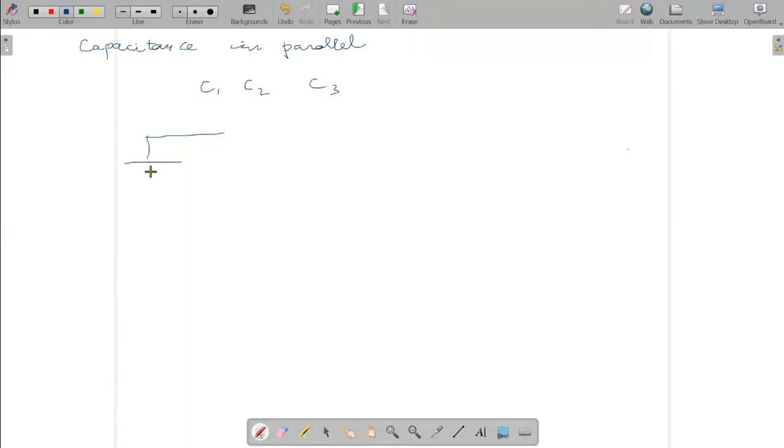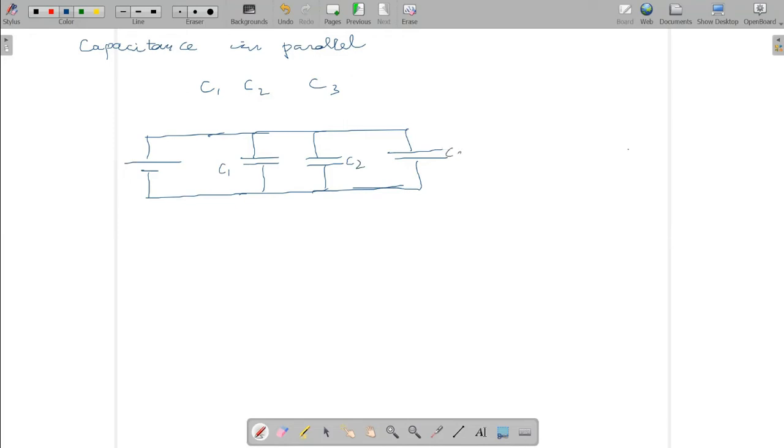A battery of V volt. Let us take 3 capacitors: C1 is one capacitor, C2 another capacitor, C3 another capacitor. All 3 are connected in parallel. C1, C2, C3 are connected in parallel to a battery of V volt.